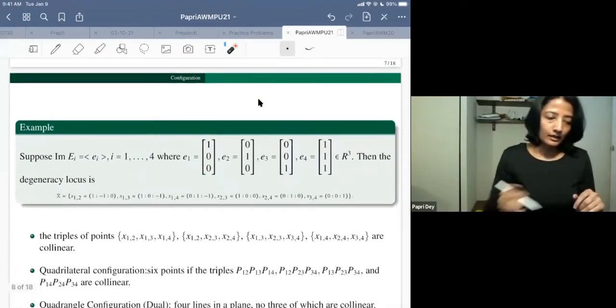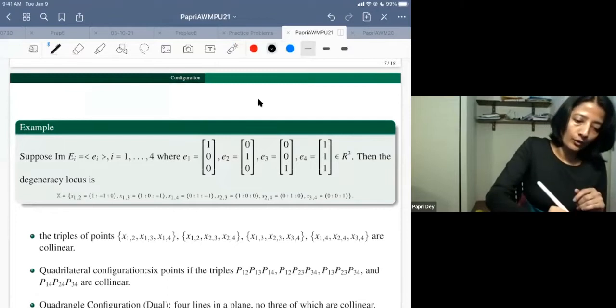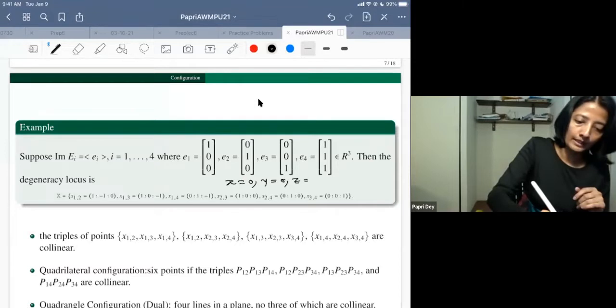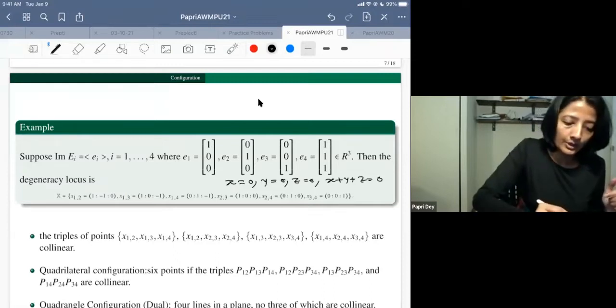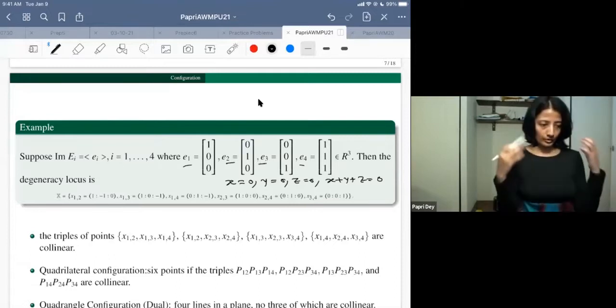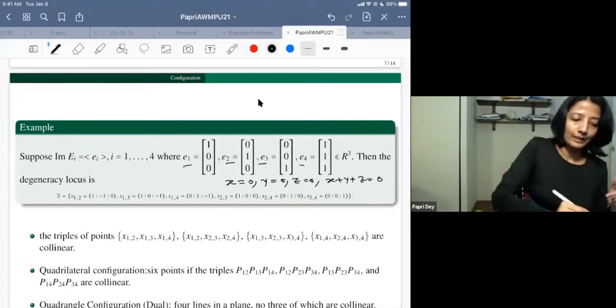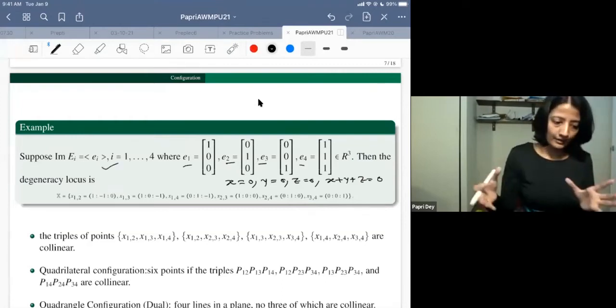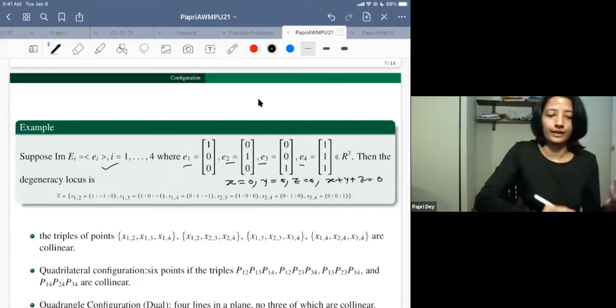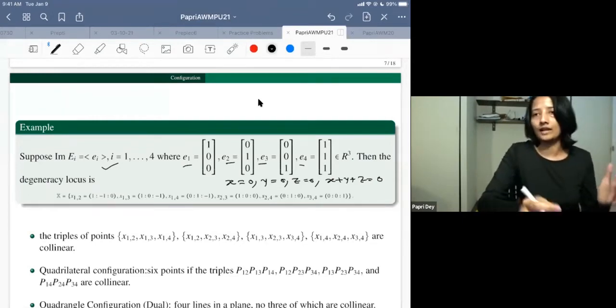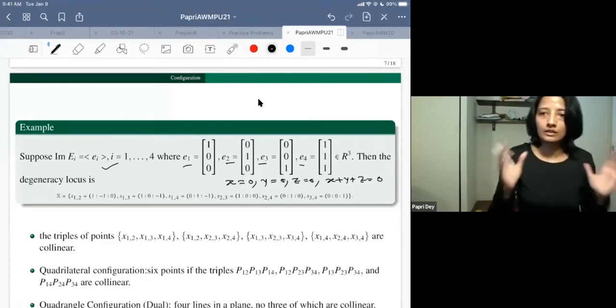Here is one example. If you look at 4 lines, x equal to 0, y equal to 0, z equal to 0, and x plus y plus z equal to 0, then the normal vectors associated with these lines are E1, E2, E3, E4. The image of Ei is spanned by these vectors, and the degeneracy locus X is nothing but taking cross products of these vectors E1, E2, E3, E4. And 4 choose 2 gives you 6 points.